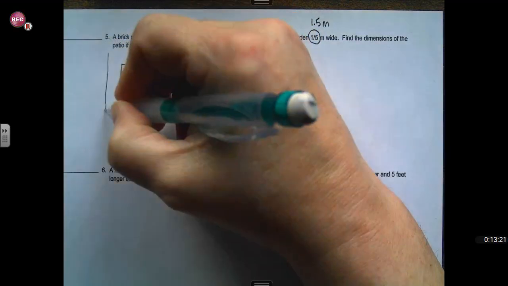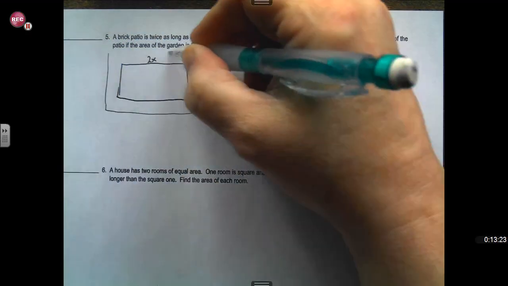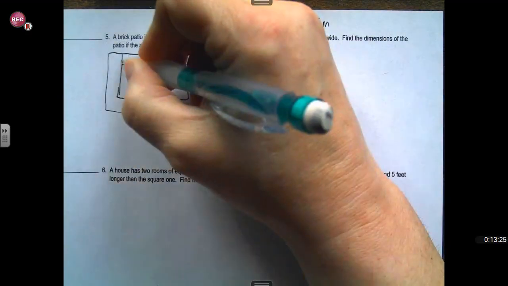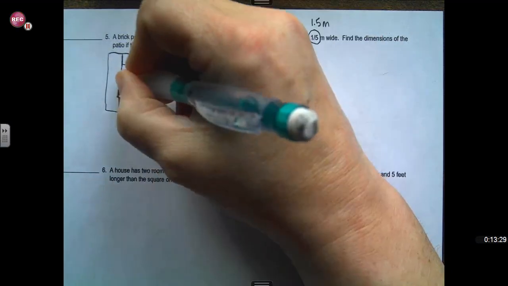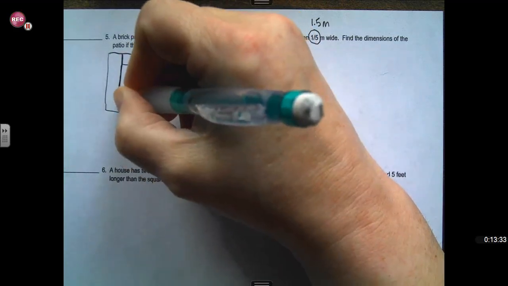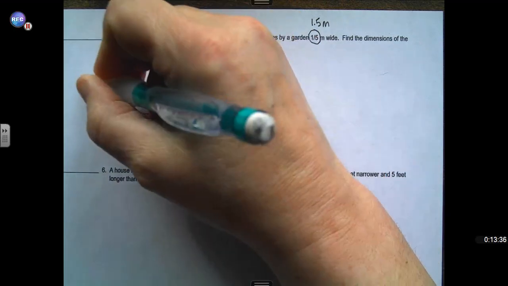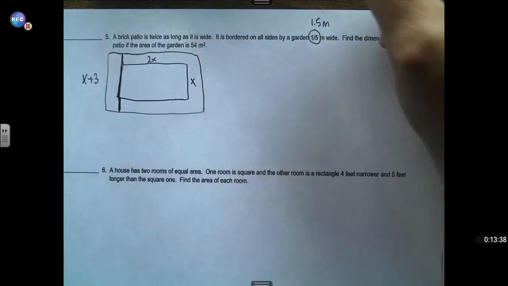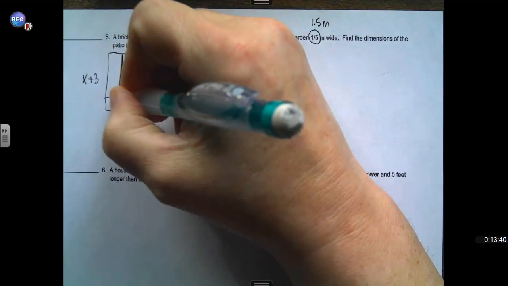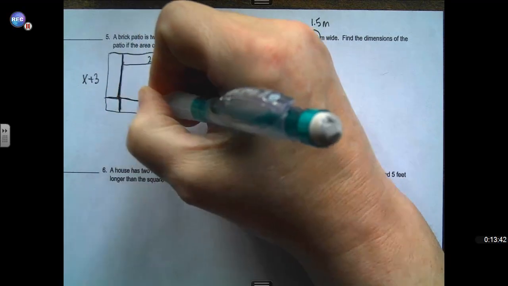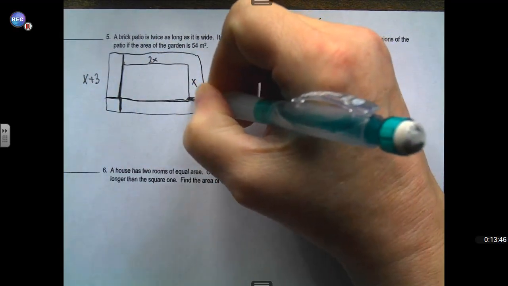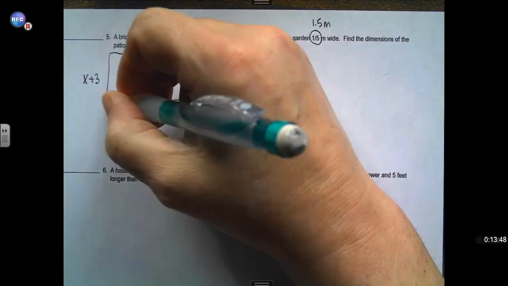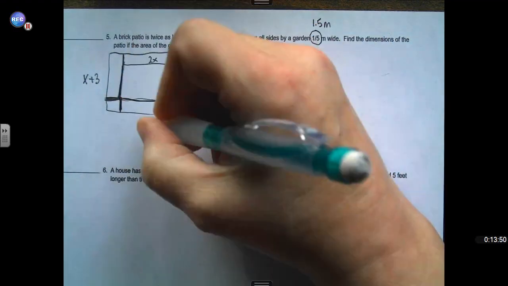So it has a border, and this is 1.5, and this is 1.5, and this is x. So 1.5 plus 1.5 is 3. So that means this is x plus 3. Same thing. This is 1.5. This is 2x. This is 1.5. So 1.5 and 1.5 is 3. Then I'm adding that to 2x.